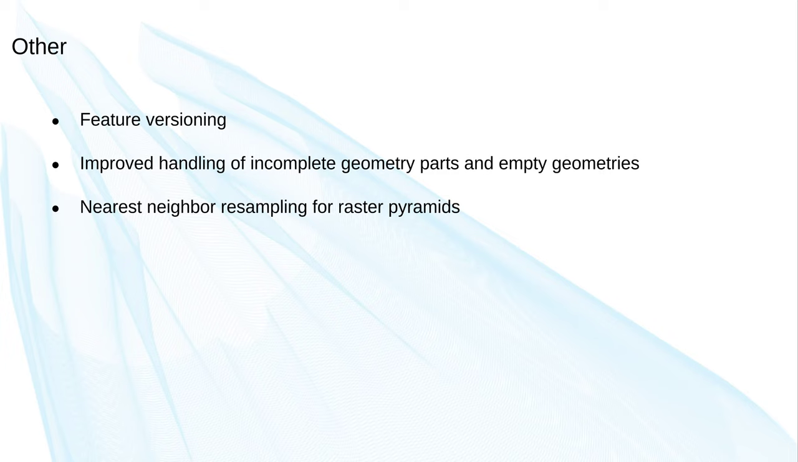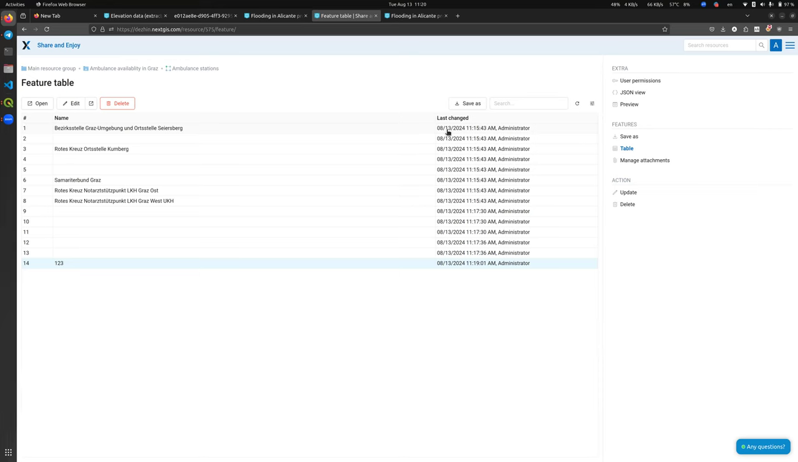So third point, we enabled nearest neighbor resampling for all raster pyramids. Previously, you may see some artifacts on warped rasters, but now everything works. So that's all I think. That's all I wanted to share. Maybe you have some questions. We will be happy to answer them.